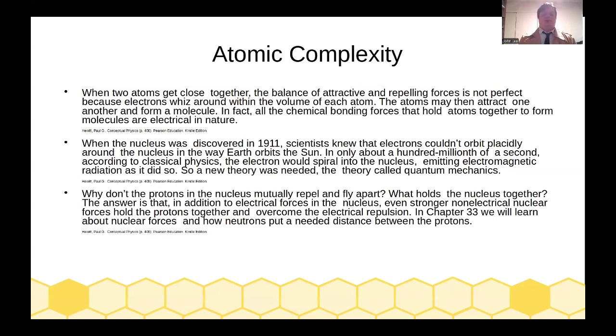Why don't the protons in the nucleus mutually repel and fly apart? What holds the nucleus together? The answer is that in addition to electrical forces in the nucleus, even stronger non-electrical nuclear forces hold the protons together and overcome the electrical repulsion. We will learn about the nuclear forces and how neutrons put a needed distance between the protons in Chapter 33.